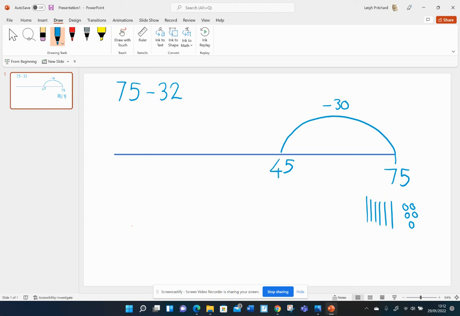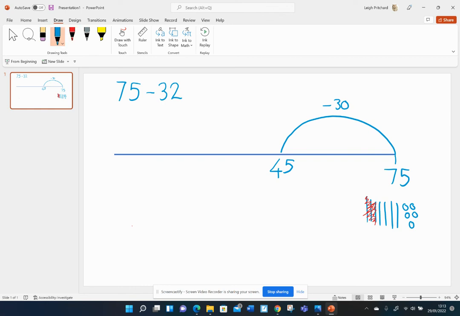And again, we can reinforce this with the picture. We've drawn our 75. If we crossed out 3 of these tens, oops, I only drew 6 actually there. Sorry, that was my mistake. 1, 2, 3, 4, 5, 6, 7. That's 75. So if we crossed out 3 of these tens, we would be left with 45.